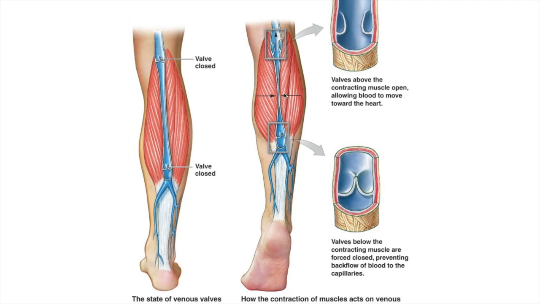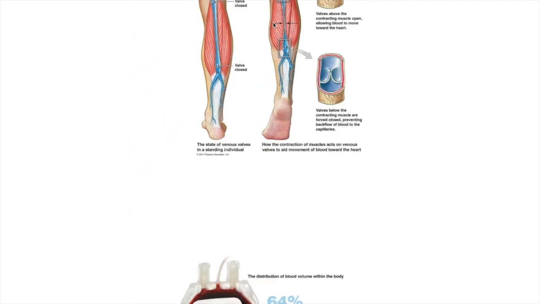Also, valves are usually next to an artery, and when that artery pulses every time the heart beats, that's how you feel your pulse, that will also press on this vein and push the blood back towards the heart. And because of these valves, blood can return to the heart without using much energy.